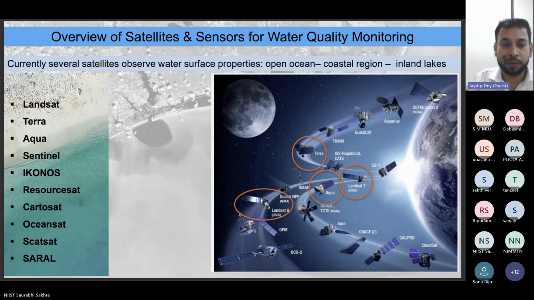There are Terra and Aqua satellites also. Sentinel, Ikonos, and we have Indian satellites also like Resourcesat, Cartosat, Oceansat, ScatSat, and SARAL. These are all Indian satellites developed by our own Indian Space Research Organisation. Oceansat is dedicatedly designed for our Indian Ocean, and it provides moderate resolution satellite data, which is very useful to study our marine environment.